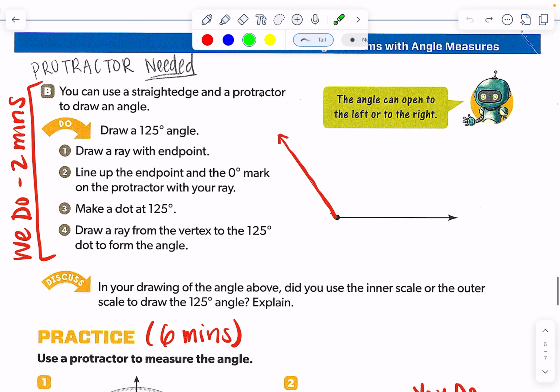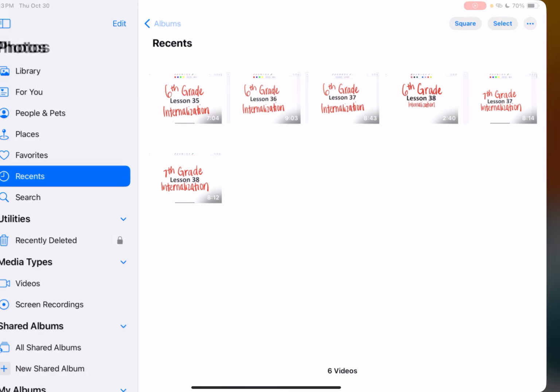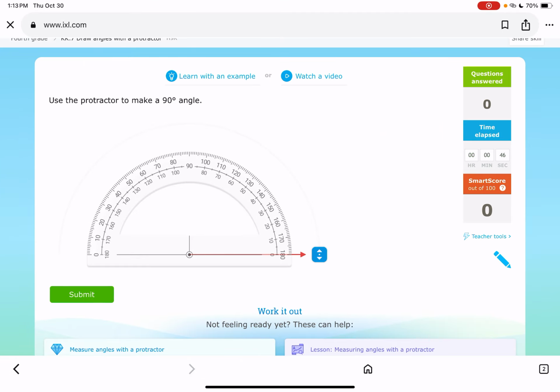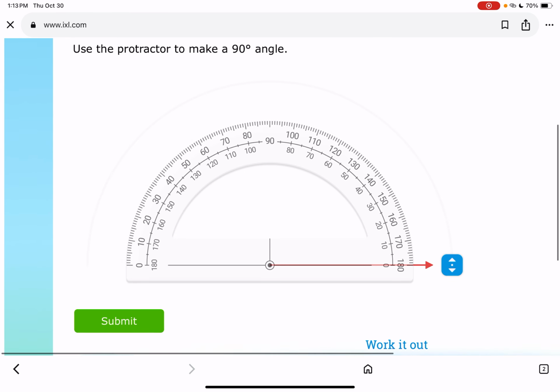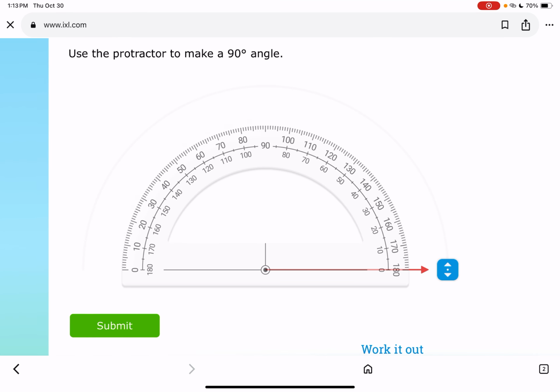And then here's the part of the lesson where the protractor is needed. So you will have to model this for them with the protractor. It says draw an angle of 125. I will go ahead and show you using a digital protractor. This is iExcel, but 125 is what it asked for.